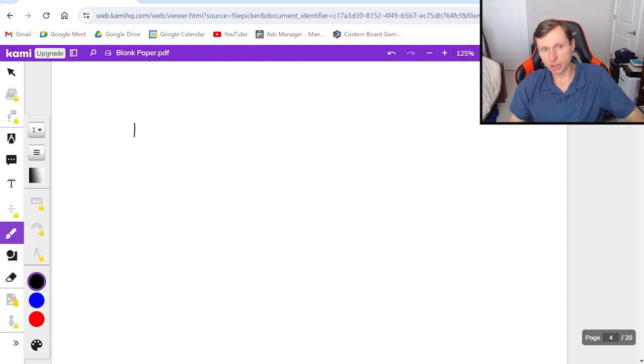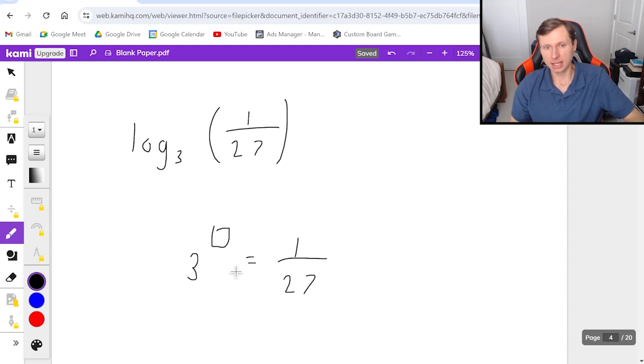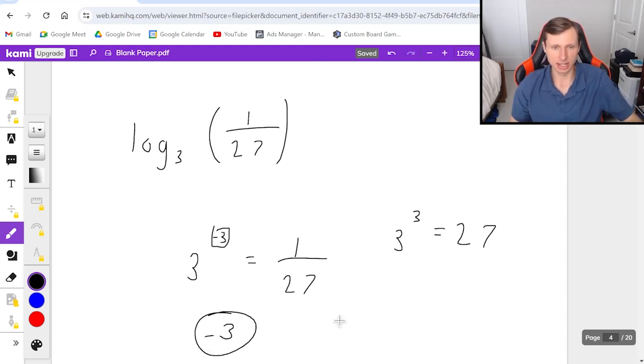So instead, here's another one that I want you to actually try on your own. Let's say I have log base 3 of 1 over 27. So go ahead, pause the video, give it a try, and unpause it when you're ready to see the solution. And here it is. So first, 3 raised to the blank power equals 1 over 27. Since it's a fraction, it needs to be negative, and I know 3 cubed is 27. In other words, the answer is negative 3. Negative 3 is the answer for that one.